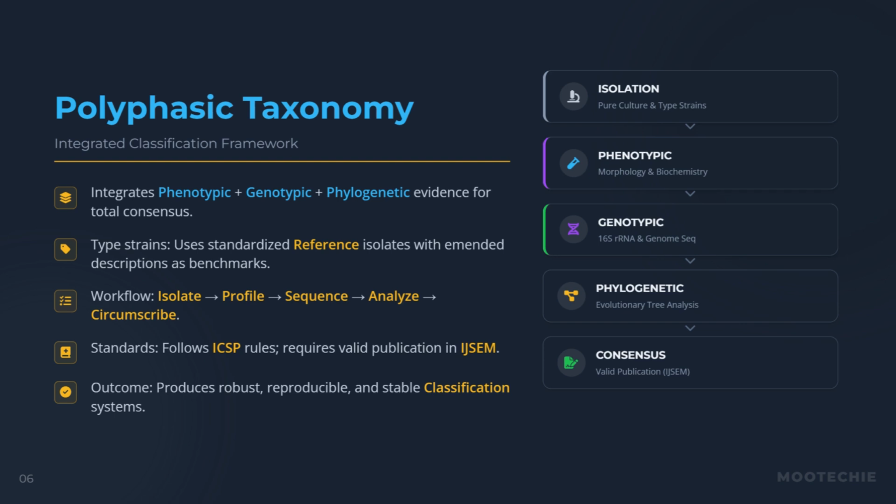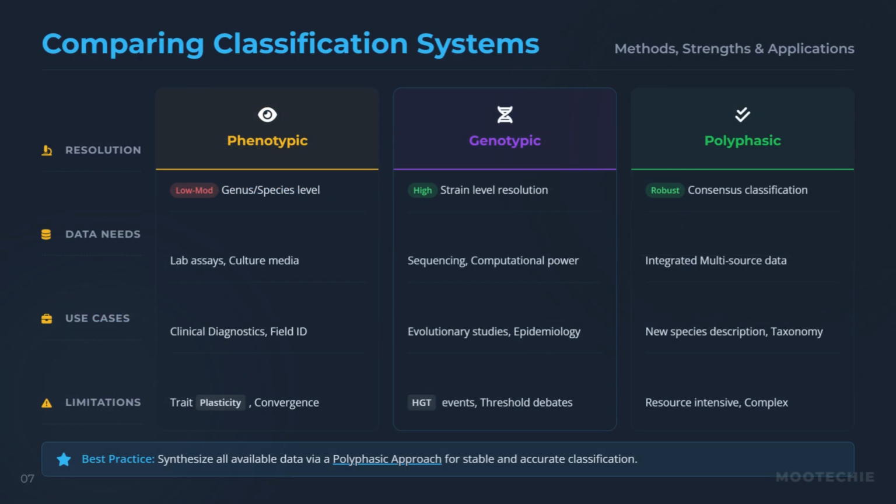Let's now compare these classification systems side by side. Looking at resolution, phenotypic methods offer low to moderate resolution, typically at the genus or species level. Genotypic methods provide high resolution down to the strain level. Polyphasic taxonomy aims for a robust consensus classification.